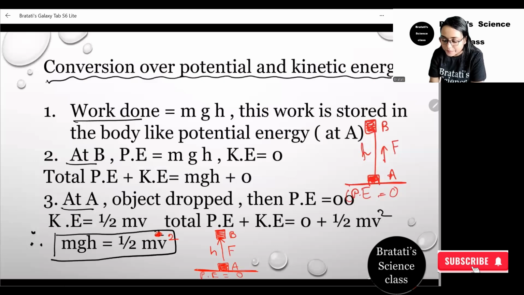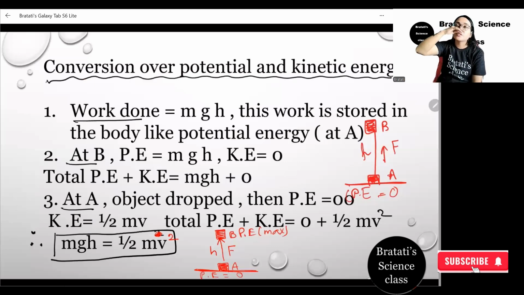Now at point B, when the object has moved upward, for a certain time it will be constant, and after some time it will start dropping down because of the gravitational pull. So at point B, mgh is maximum because it is at the height h. But the velocity v is 0 because it is momentarily at rest at the top, so there is no kinetic energy. So potential energy is maximum at point B, is it clear? And kinetic energy is 0.